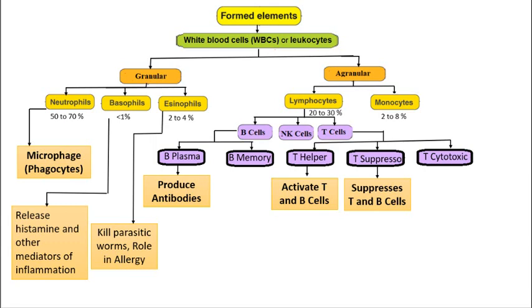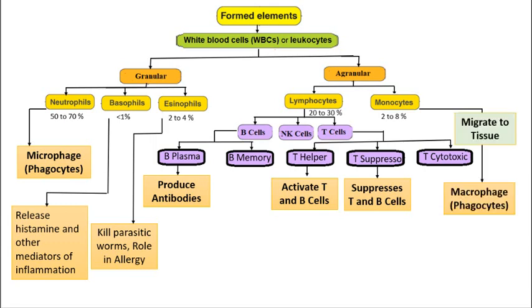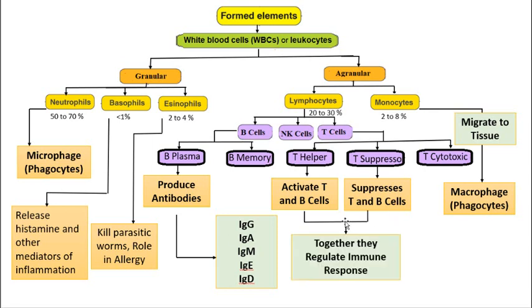Cytotoxic T cells basically destroy virus-infected cells and tumor cells. From the blood vessels, they will migrate to tissue, and once they migrate to tissue, we call them phagocytes. Now, plasma B cells produce antibodies, and there are five types of antibodies: immunoglobulin G, A, M, E, and D, which we're going to discuss in a second. We said those two cells, T helper and T suppressor cells, together, not one of them, but together, regulate the immune response.